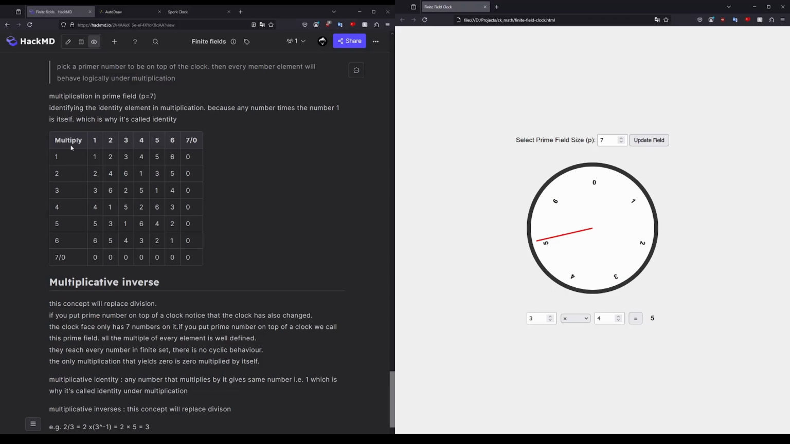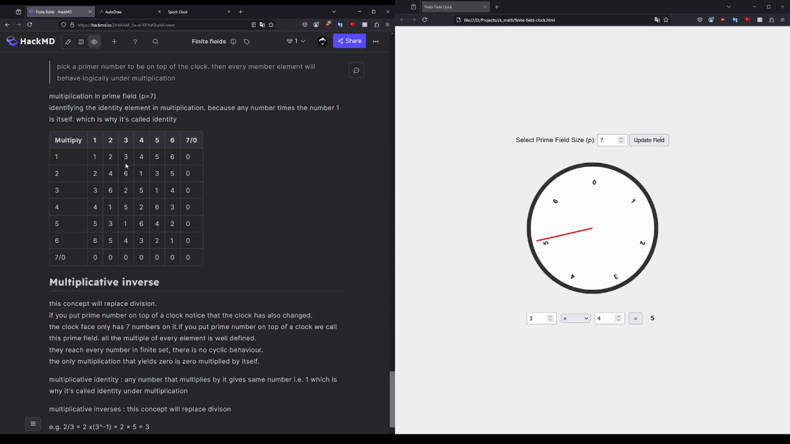First is the identity element. The identity element is a number. When you multiply by it, you get the same number. That's why it's called the identity element, and it's 1 in the real world, same as here. So anything multiplied with 1, you get back the same number. 0 is still undefined, as you can see. Anything you multiply with 0 is still 0.